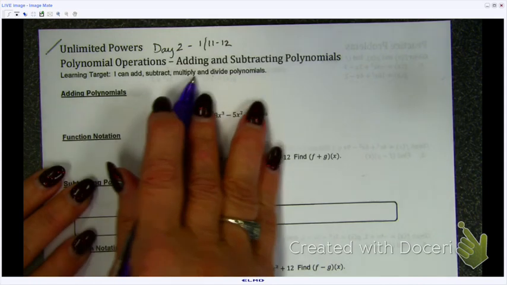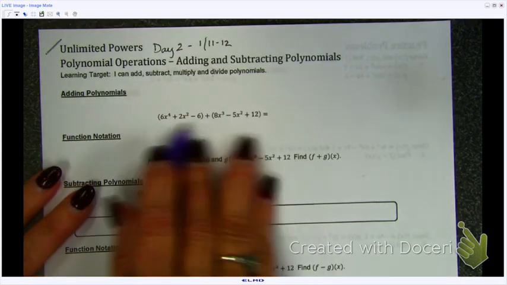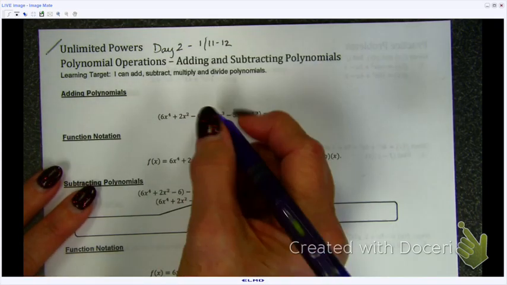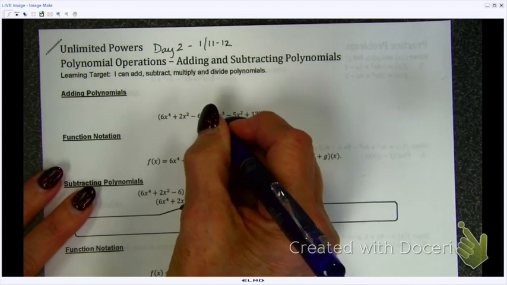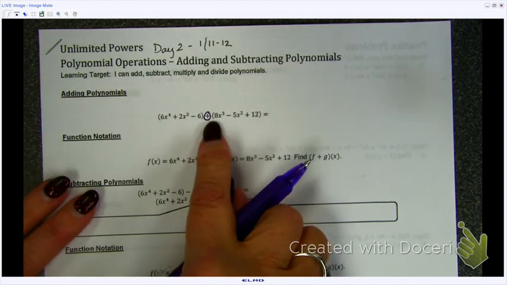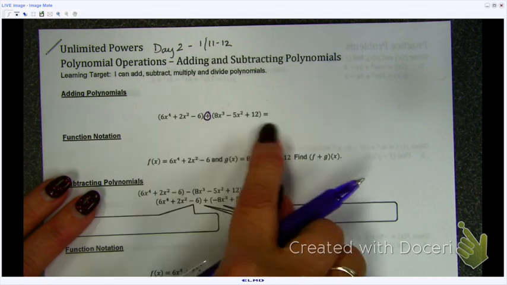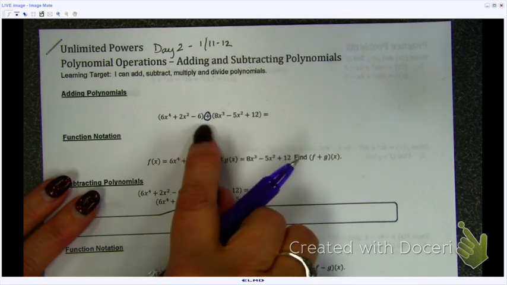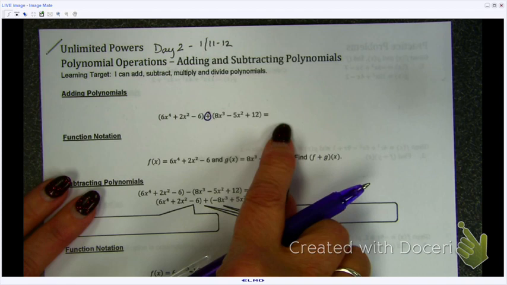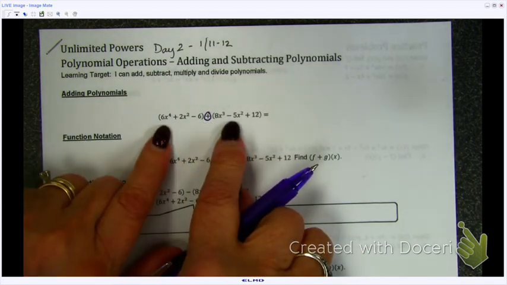So adding and subtracting polynomials is combining like terms. Make sure that whatever sign is here in the middle is what you're using. If it's a minus, you're going to want to distribute it. But for addition, then you just add the two numbers.